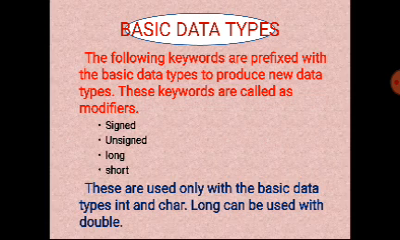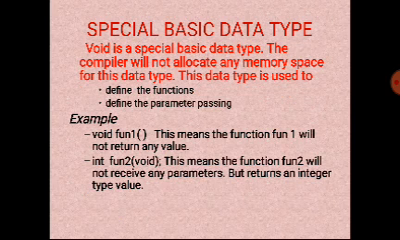The following keywords are prefixed with the basic data types to produce new data types. These keywords are called modifiers: signed, unsigned, long, short, like that. Long can be used with double. In other words, int and char are basic types.